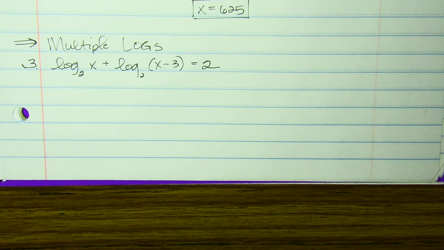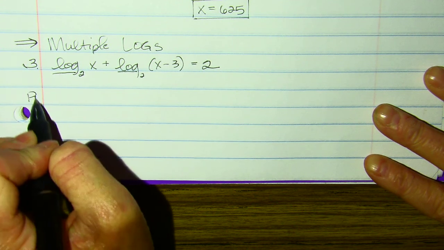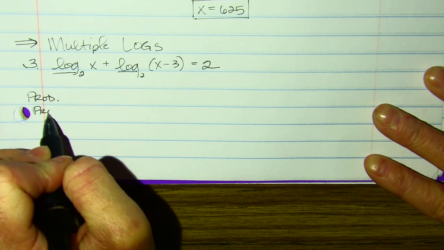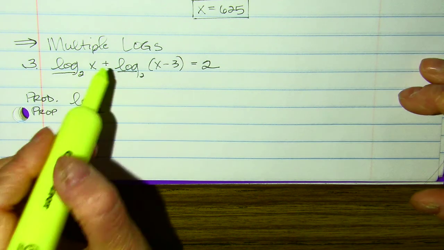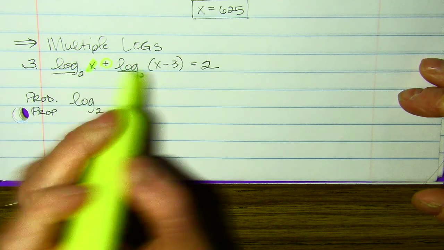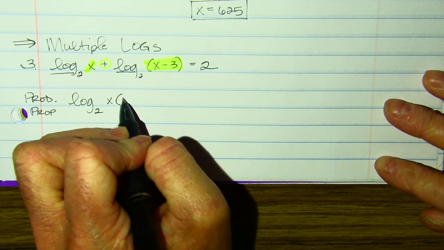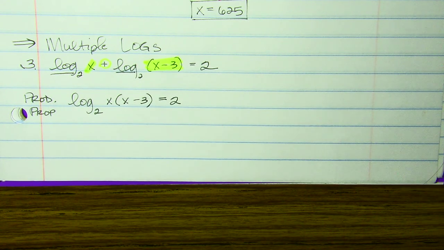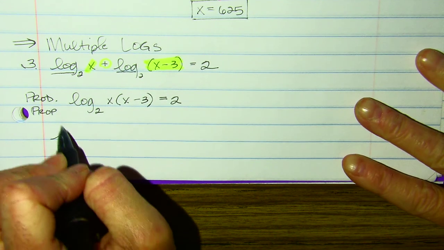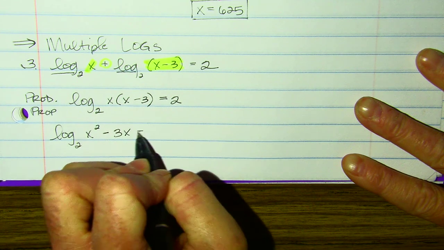All right, now notice I have more than one logarithm. So I'm using the product property of logarithms, and that product property states that when I have two logarithms separated by addition, I find the product of the two pieces. So I'm actually going to multiply x times x minus 3 and then equals 2. Notice now I only have one log. So I'm going to go ahead and distribute: x squared minus 3x equals 2.